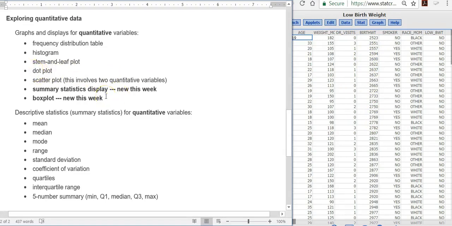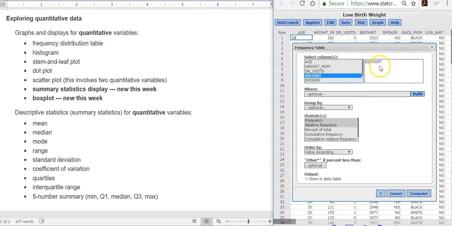Two extra items that are new this week are a summary statistics display. That's going to give us these descriptive statistics down here, which are very important when you're looking at a quantitative variable. And the other new thing from this week is a box plot. This is another graph that's only appropriate for quantitative variables, and it can also be very helpful in showing you the differences between two sets of data. So we'll look at those two things. When we look at our descriptive statistics, we're going to look at this whole list of values for the birth weights of the babies. So let's get started with the frequency distribution tables.